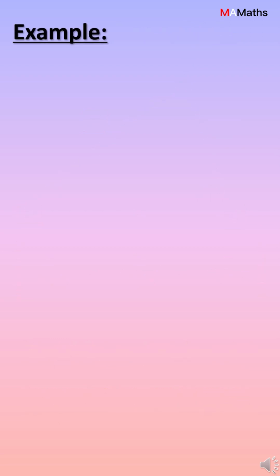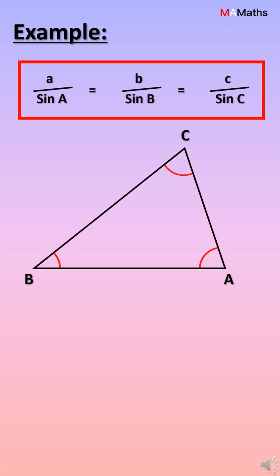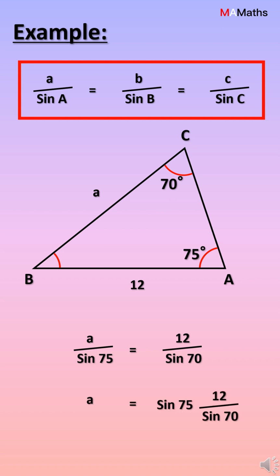Here's a brief example. So we have a non-right triangle and we have angle C given 70 degrees and angle A given 75 degrees. And we have an opposing side for angle C, which is 12. To find side a, we can use the sine rule. a over sine A is equal to c over sine C. a over sine 75 is equal to 12 over sine 70. a is equal to sine 75 times 12 over sine 70, or 12.34 to two decimal places.